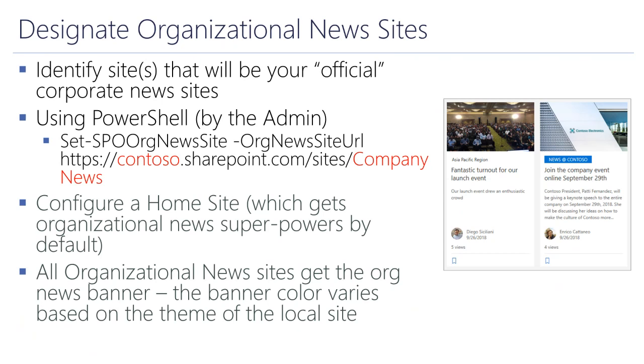One thing that happens when you designate an organizational news site is that the posts from that site get that little cool banner, the one that says News at Contoso. So that banner flags your article as being, I'm important, I'm coming from an organizationally relevant site. And what's kind of neat about that little banner is it changes color based on the theme of the site where it appears.